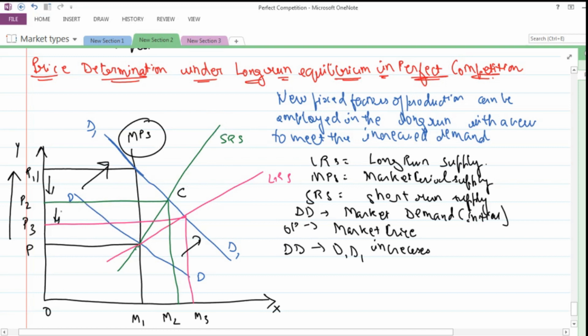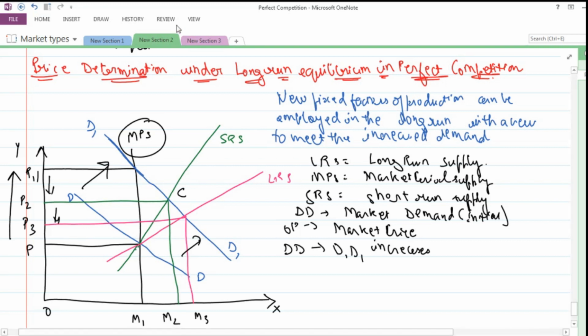This is OP3. OP2 से और नीचे आ जाएगा प्राइस OP3 पे, because at this stage the long run supply curve intersects with the D1 curve, D1 curve के साथ में वो यहाँ पे intersect कर रहा है, इसलिए new equilibrium quantity for the particular industry would be at OM3.